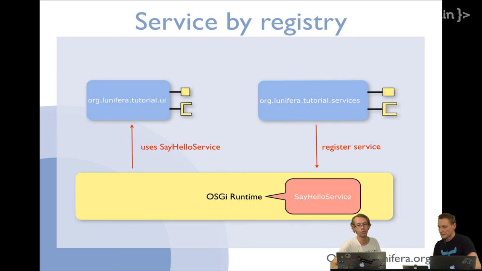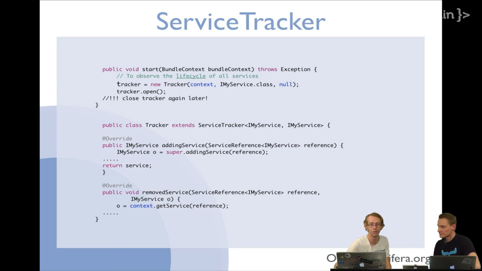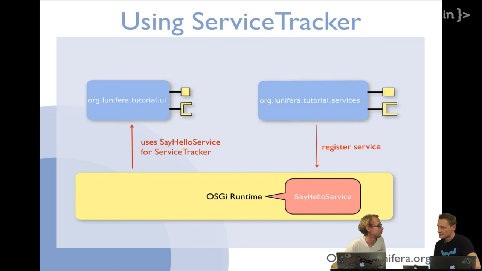If you would like to get an instance of a service, use the service tracker. The service tracker also deals with services that had already been started. It will call the method addingService for any service available right now. That's a really good way, and the service tracker is often used. The pattern is the same, it's a utility.